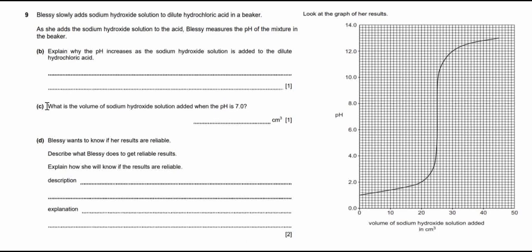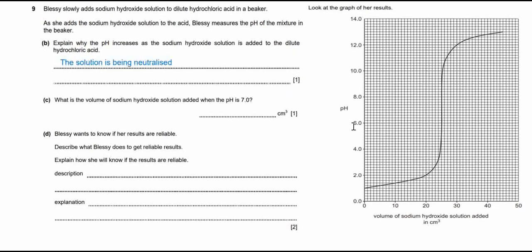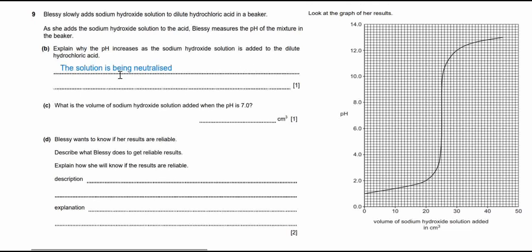Okay, technical mistake, guys. So 9B says, explain why the pH increases as the sodium hydroxide solution is added to the dilute hydrochloric acid. So why does the pH increase in here? You've got 10 seconds from now. You have not seen the answer revealed just now. Okay guys, let's check out the answer. This was revealed by mistake, so this is the same answer. The solution is being neutralized. So that is why the pH increases as sodium hydroxide is added to the dilute hydrochloric acid.